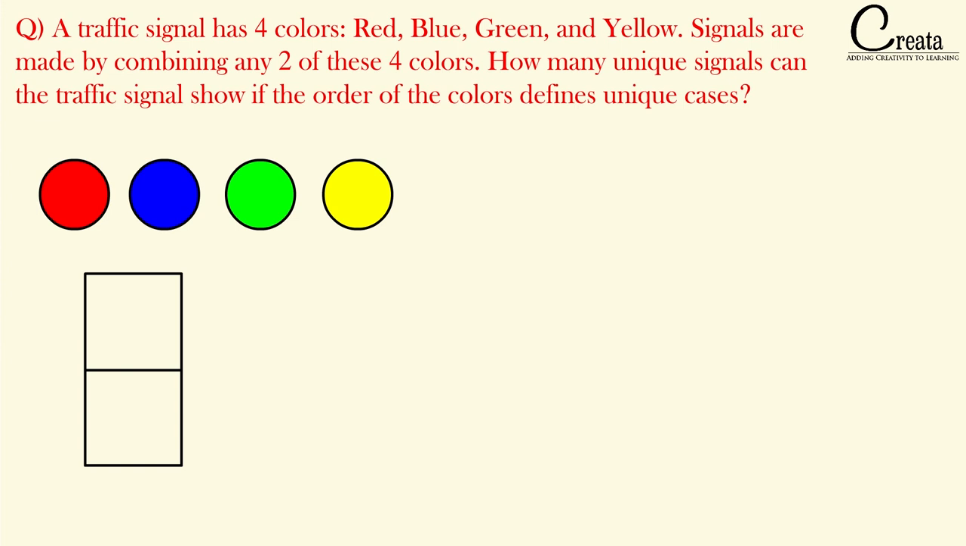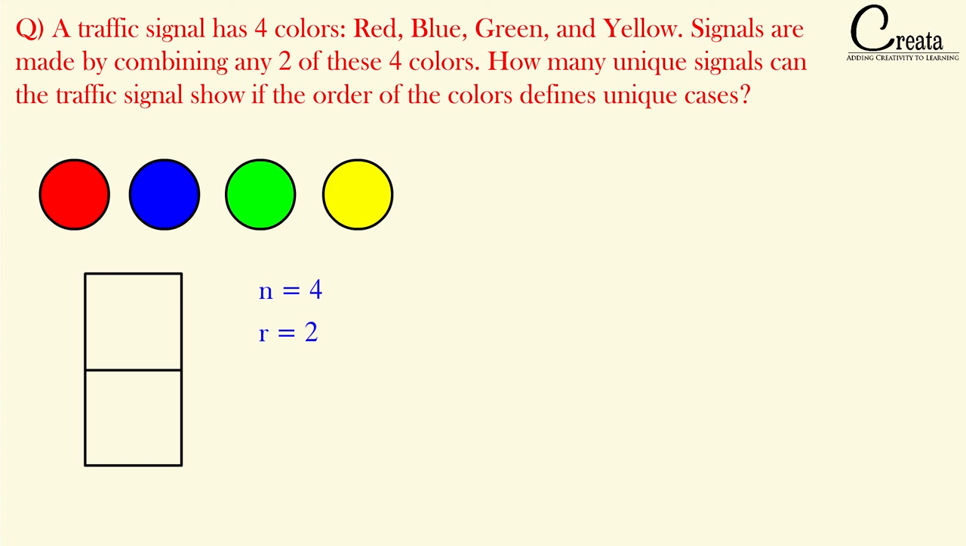Here in the question, it is given that the order of the colors defines unique cases. Here order is important, and we know where the order is important, there the permutation will be applicable. We have 2 slots, one on the top and one on the bottom, and we have to choose from the given 4 colors, means n equal to 4 and r equal to 2. So the number of given items, n, is 4 and two vacant slots are there, that is r equal to 2.